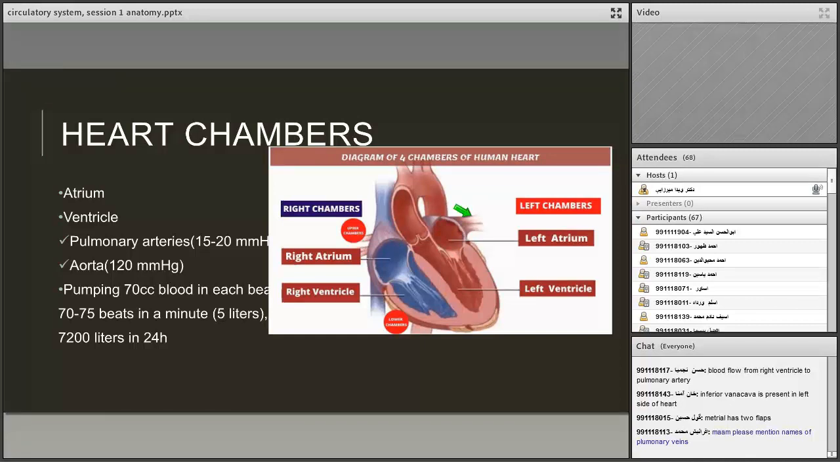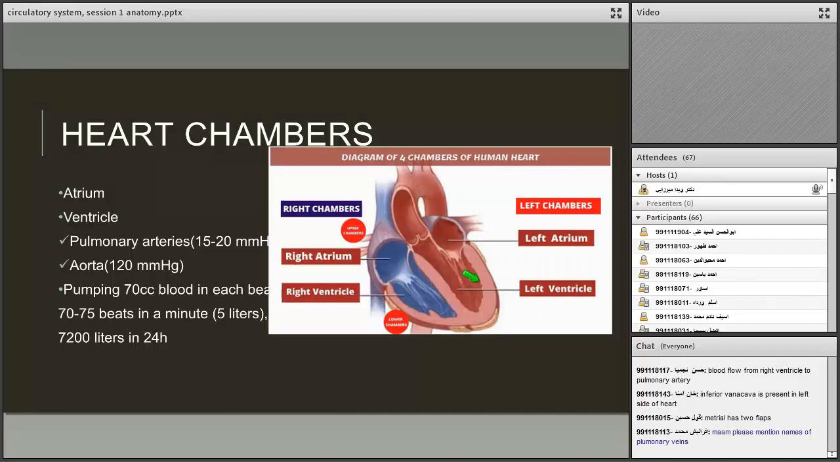Pulmonary veins, we have 4 pulmonary veins, 2 in the right and 2 in the left. They don't have any other names. We call them pulmonary veins just. Okay, the blood will be pumped to the aorta from the left ventricle. Here is the left ventricle and here is the aorta.